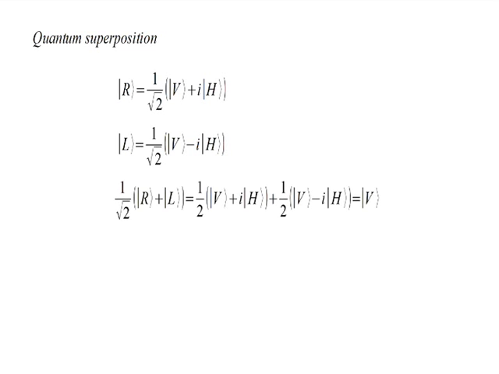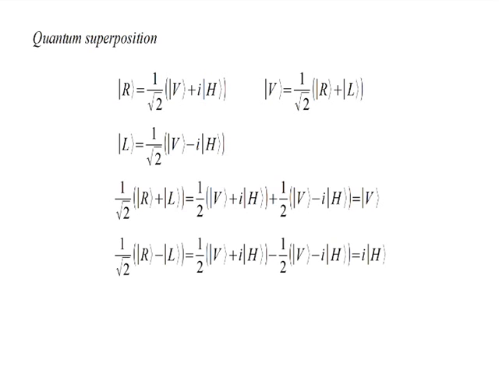Consider 1 over square root of 2 times the sum of the R and L states. Simply substitute the first two expressions, and 1 over square root of 2 times itself is 1/2. The two H terms have opposite signs and cancel, leaving 1/2 V plus 1/2 V, which equals the V state. Similarly, 1 over square root of 2 times the difference of the R and L states is the delayed H state.